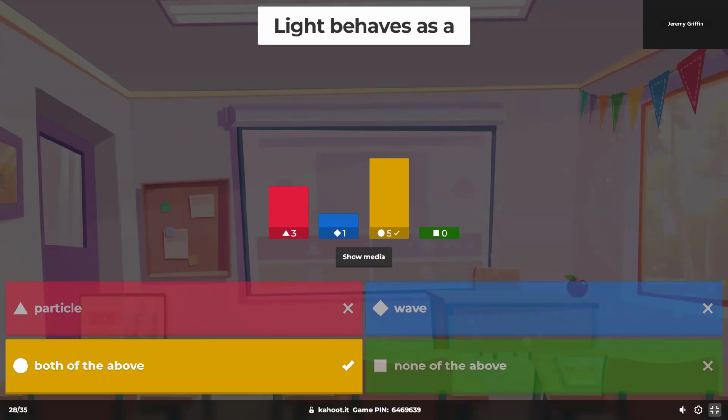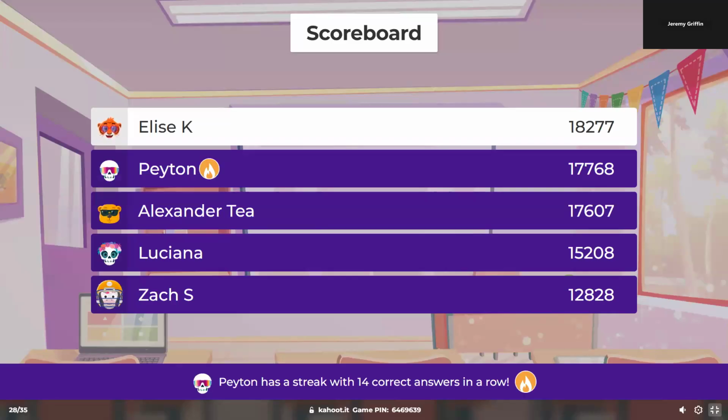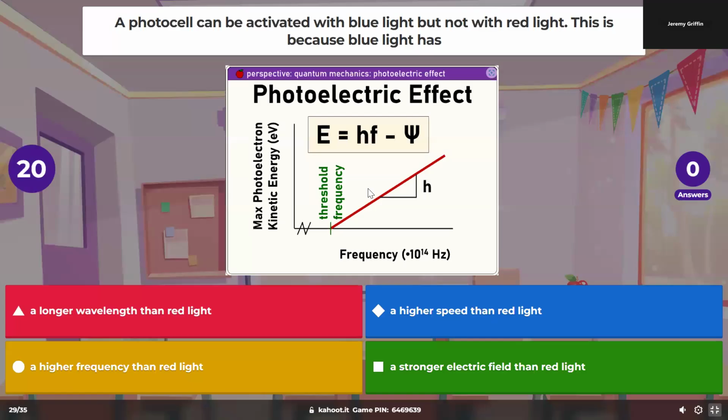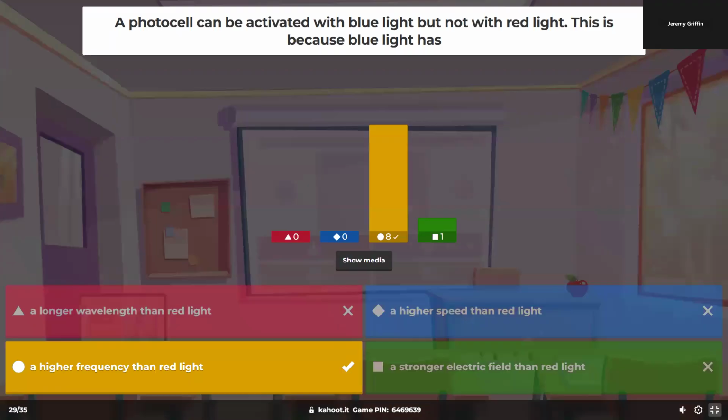Okay, so wave particle duality. A photocell can be activated with a blue light, but not a red light, because blue light has, here's red, here's blue, blue light has a higher frequency. Higher frequency.